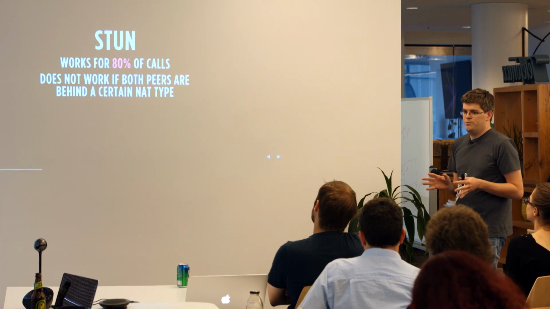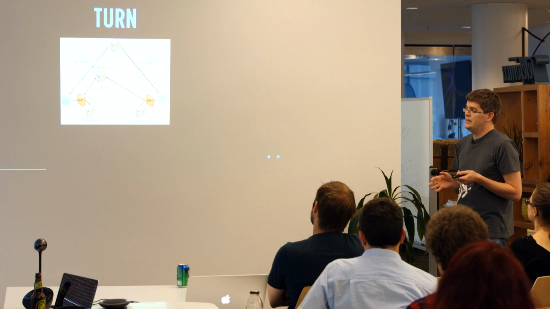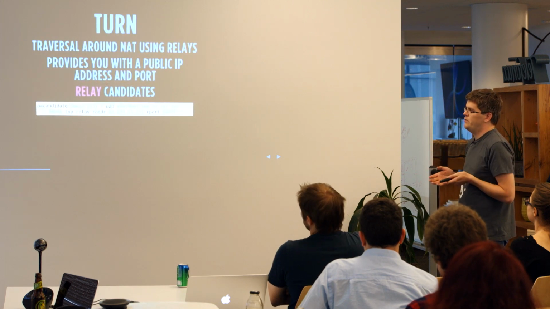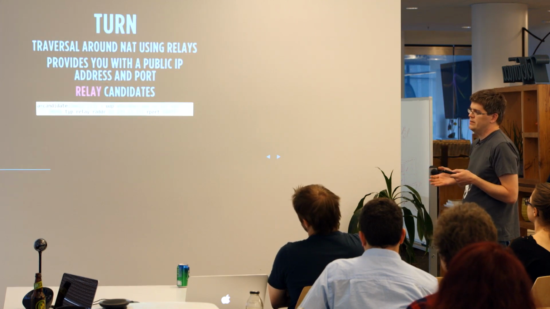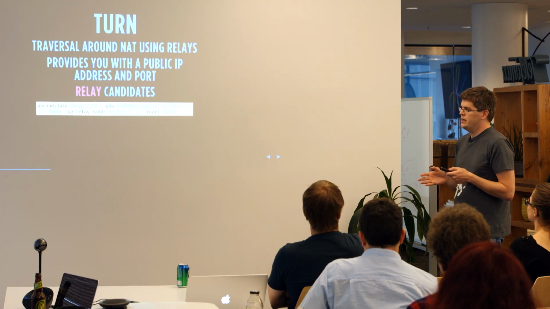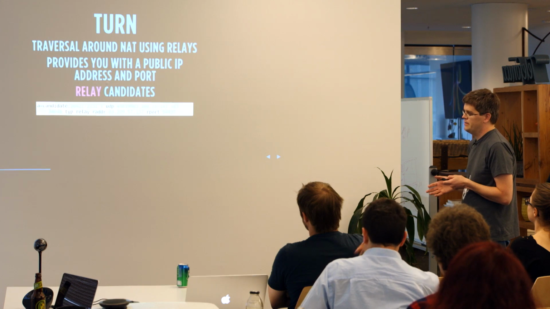It does not work if both peers are behind a certain NAT type. And then you need something called a TURN server to relay the media. So TURN is Traversal Using Relays around NAT. It basically provides you with a public IP address and port, and those candidates are called relay candidates, as you can see here.